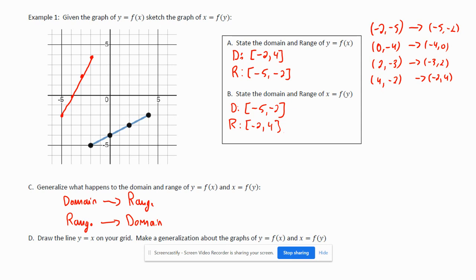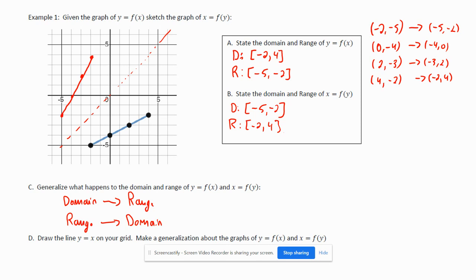For part D, it says draw the line y = x on your grid. Make a generalization about the graphs of y = f(x) and x = f(y). The line y = x is just this diagonal line passing through the origin. This is when x and y are the same values, along this line over here. If you tilt your head to the right a bit, hopefully you're seeing that this blue graph is a reflection over this line and becomes this red graph.